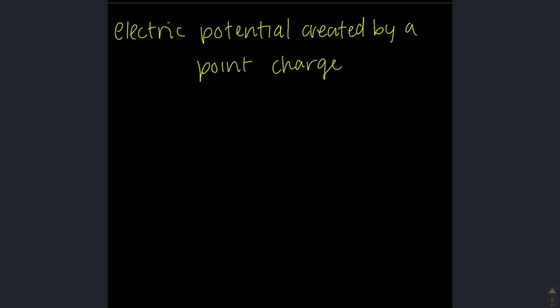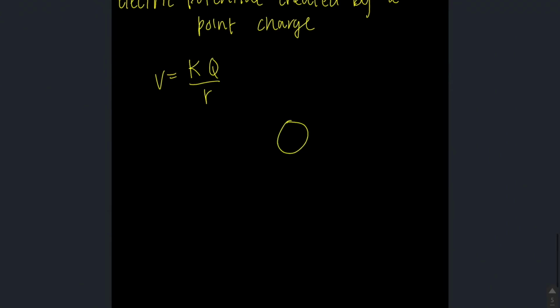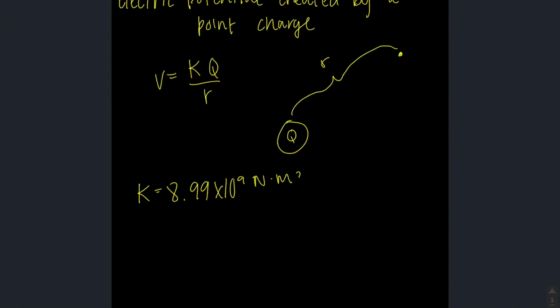Let's define the equation to equal V = K times Q over R. So you have a charge from a reference point, and R is equal to the radius between the two. K is a constant, 8.99 times 10 to the 9th newton meters squared over coulombs squared. So this is actually a scalar quantity, meaning it has magnitude but no direction.